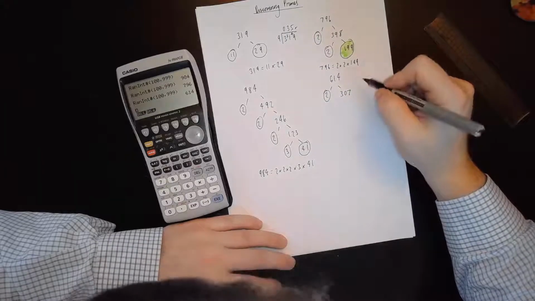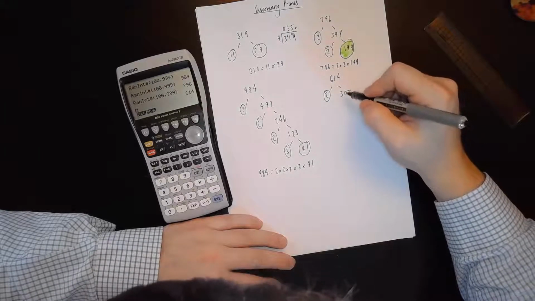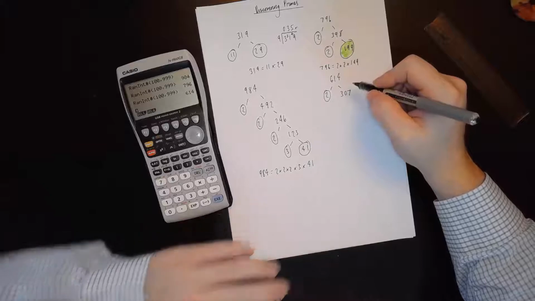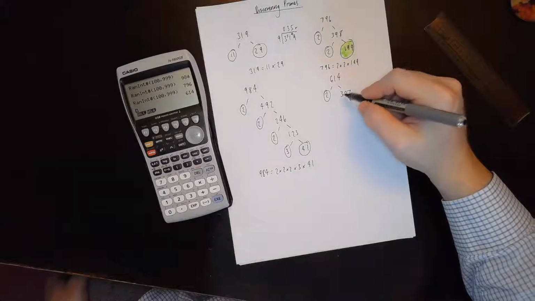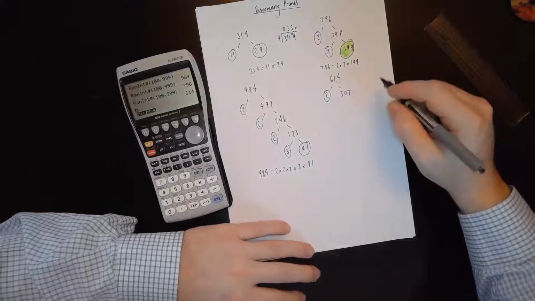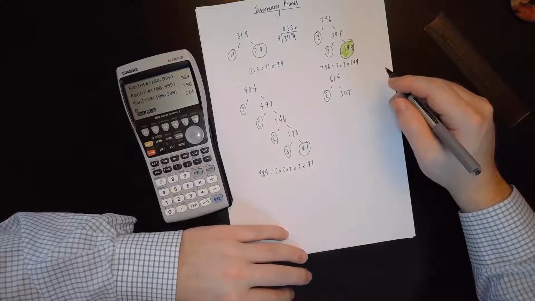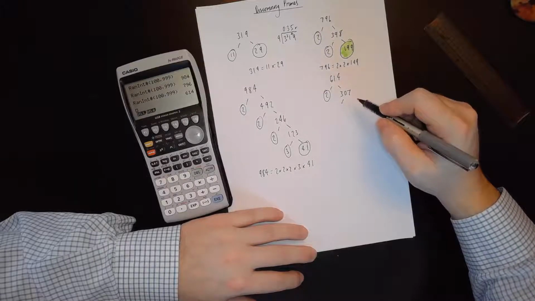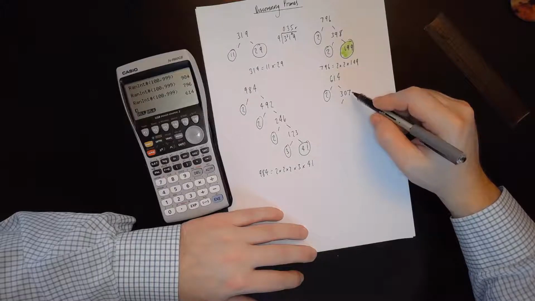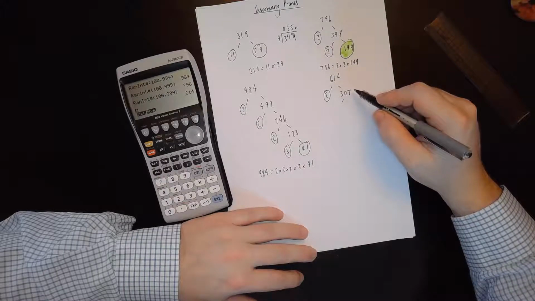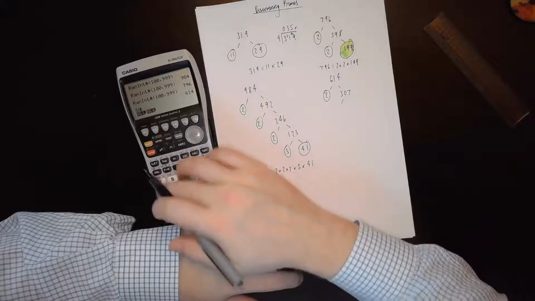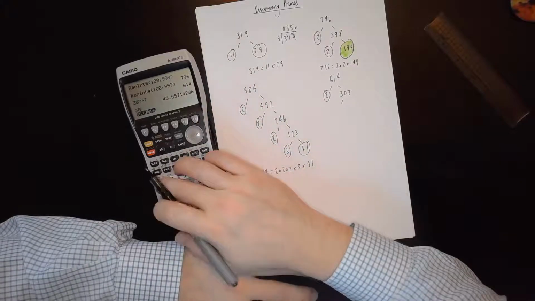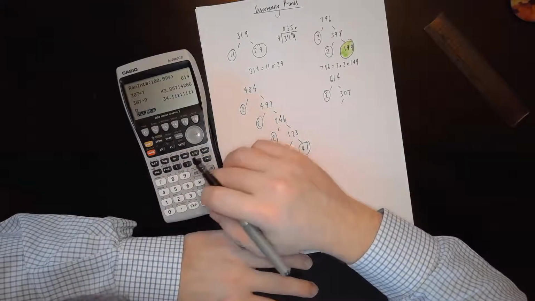Now 307 might be prime. Let's have a think about it. 2 obviously doesn't go in, it's odd. 307 could be divisible by 3, but its digits don't add up to a multiple of 3. They add up to 10, which isn't divisible by 3. 4 obviously doesn't go in because 4 is even. 5 obviously doesn't go in. 6 doesn't go in. 7, let's try 7. Doesn't go in. Let's try 9. Doesn't go in.